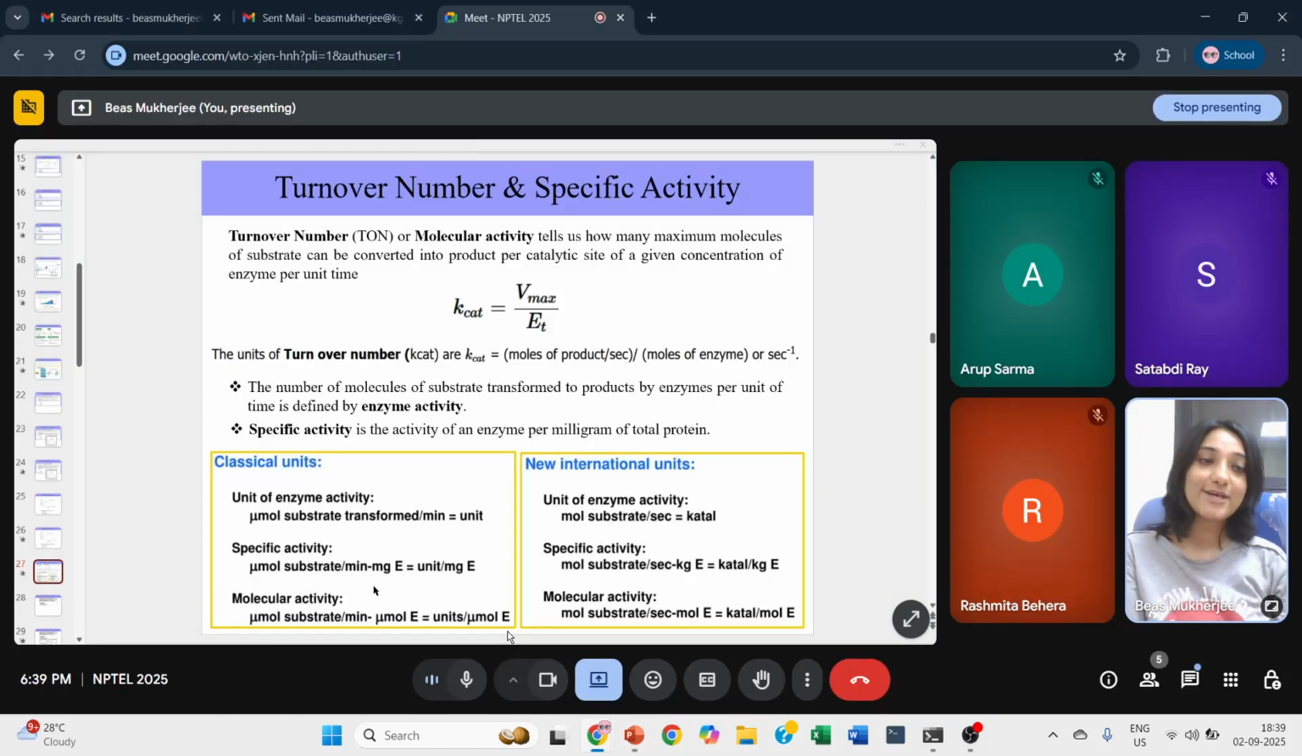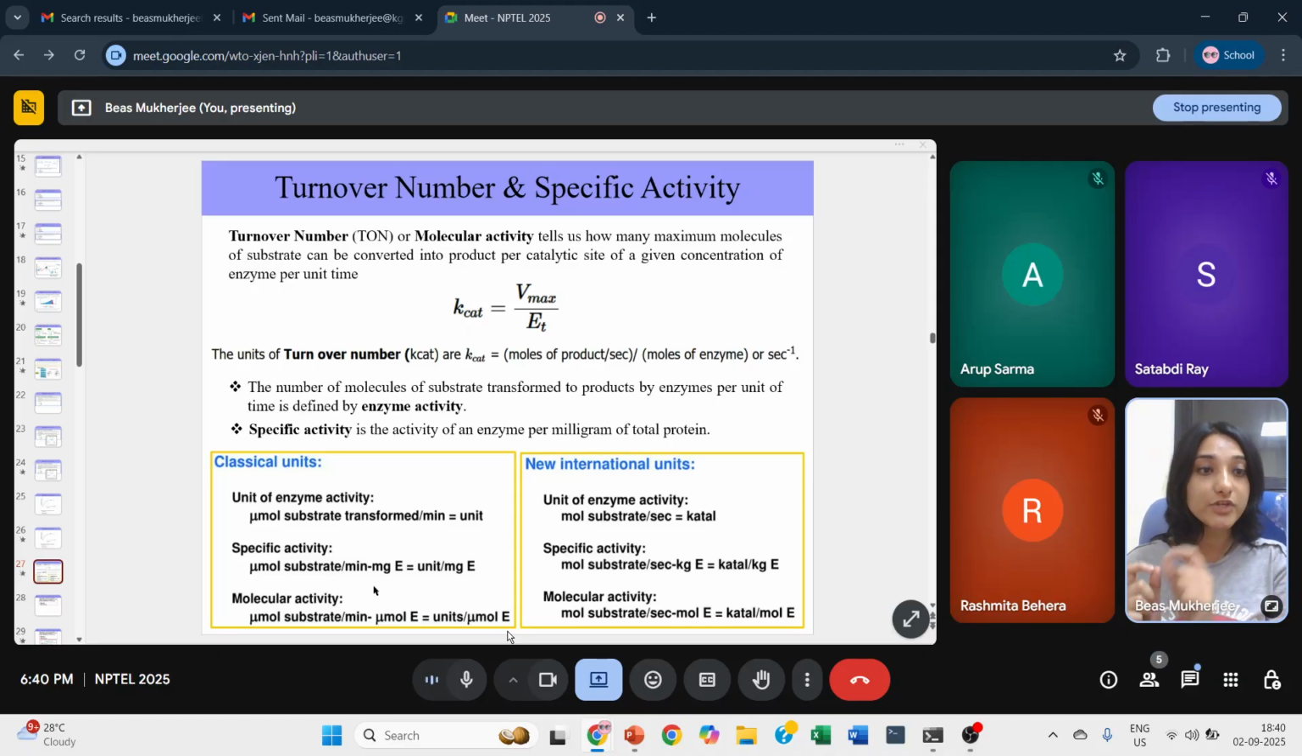Now, the next question is something that you have to remember. In our last class, we were talking about turnover number and specific activity. I had told you that in today's class, we will be discussing all of this. Since this is an enzymes class dedicated specifically to enzymes, we have to discuss this. This is very, very important because you get a lot of questions from these topics. For your numericals, there will be relations between classical units and new international units. One of the values will be given, and you will be asked to find out the other.